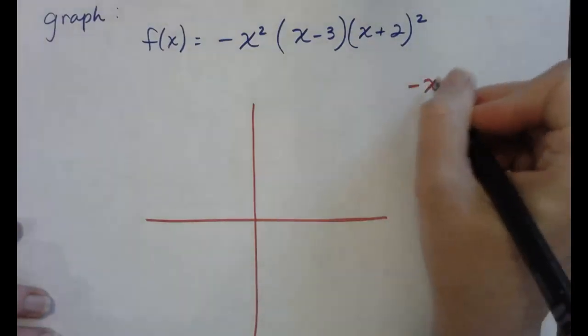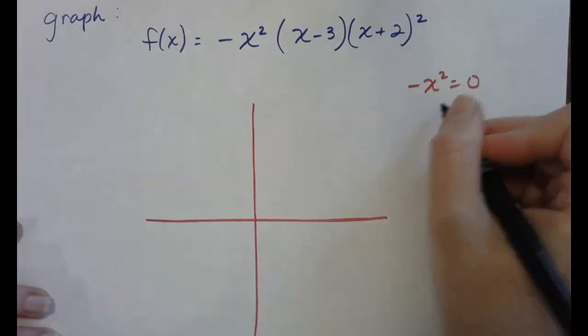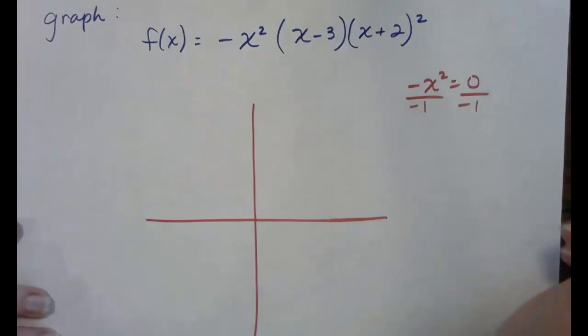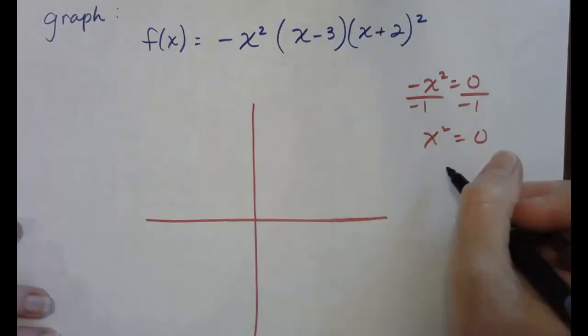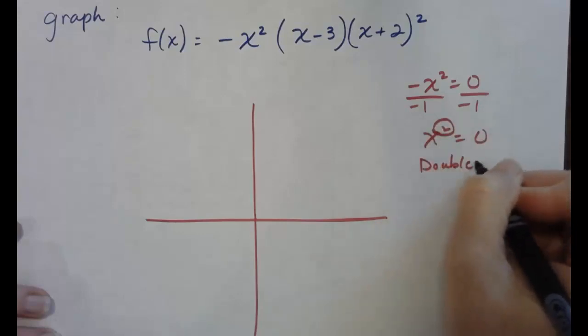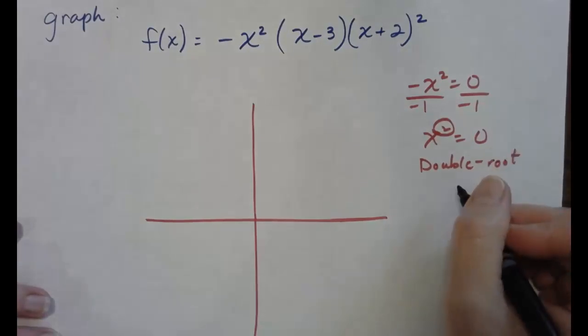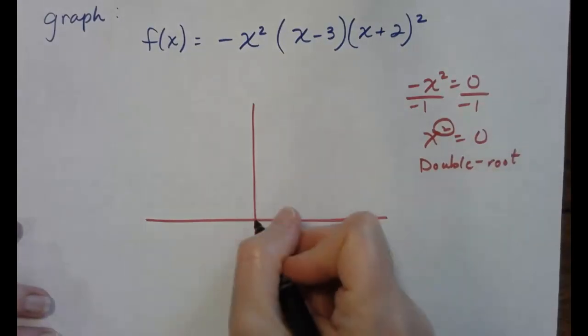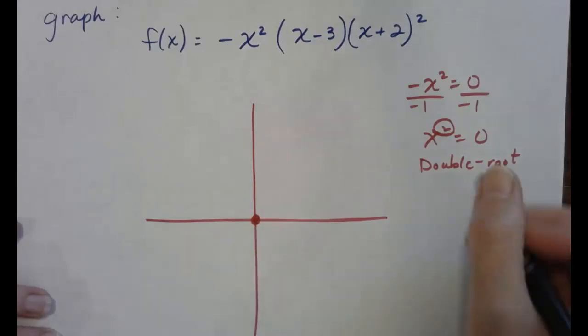So this one is factored. We're going to set each factor equal to 0, and we see that obviously, if we divide by negative 1 here, x squared still equals 0. So we have a double root right there, a double root of 0. So that means that at x equals 0, it is going to bounce. So we're going to have a bounce in the graph right there at 0.